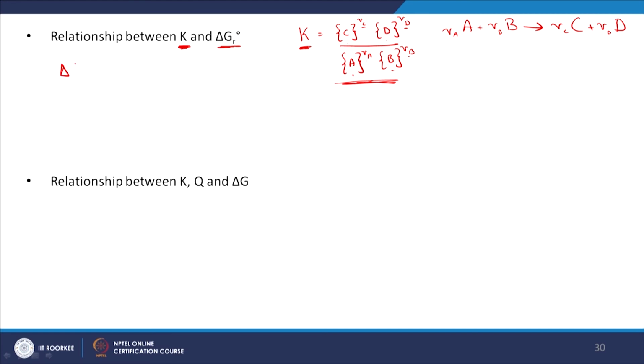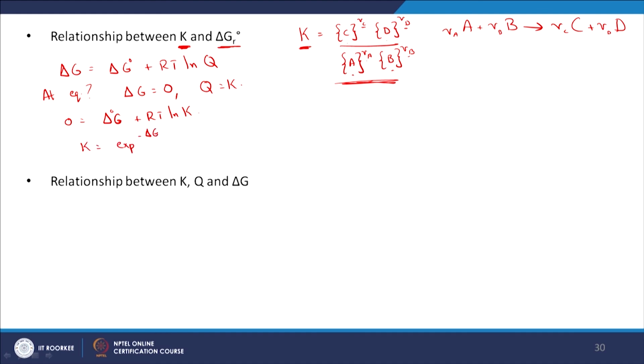Let us write down what we know so far. Delta G equal to delta G naught plus RT natural logarithm of Q. So at equilibrium, what do we know? We know that delta G is equal to 0, and we also know that Q is equal to K. Plugging the relevant values in, we get 0 equal to delta G naught plus RT natural logarithm of K, or K is equal to exponential of minus delta G naught by RT.